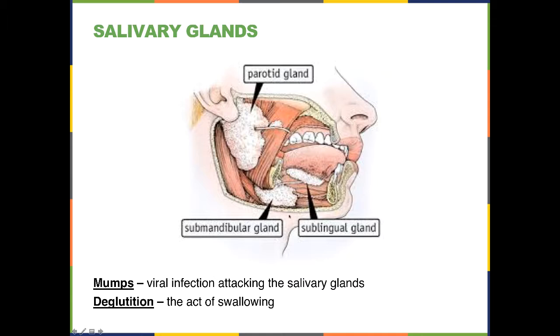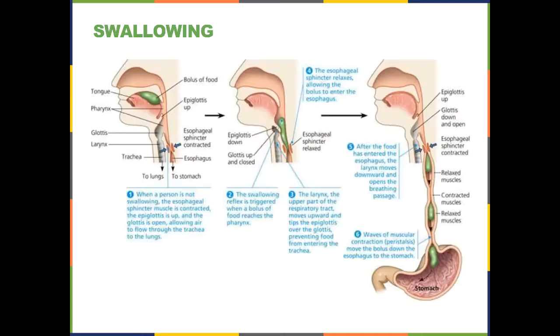And then once this is all mixed together and it's ready to go down, the process of deglutition occurs. And deglutition is the act of swallowing. And this diagram shows the three steps in swallowing. The first step is called the voluntary oral phase. In the voluntary oral phase, the person propels the food to the back of the throat by using their tongue.